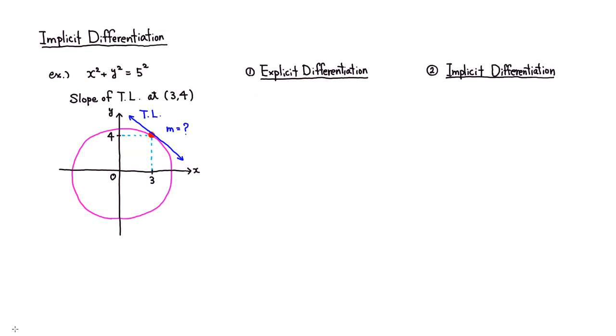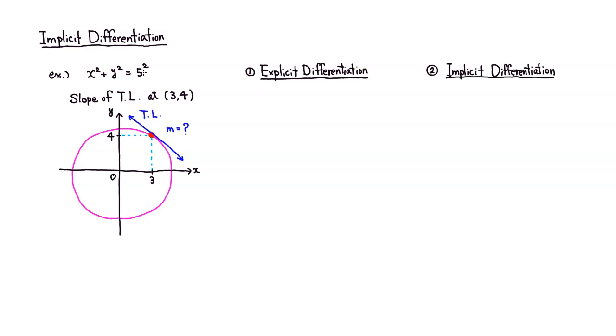All right, let's look at implicit differentiation. It's probably the easiest to dive right into an example. So let's do that. Let's say you have a circle centered at the origin with radius 5. So the equation is x squared plus y squared equals 5 squared, right?